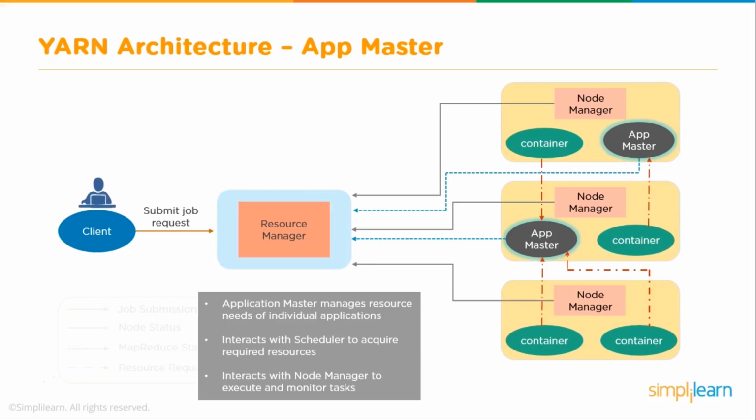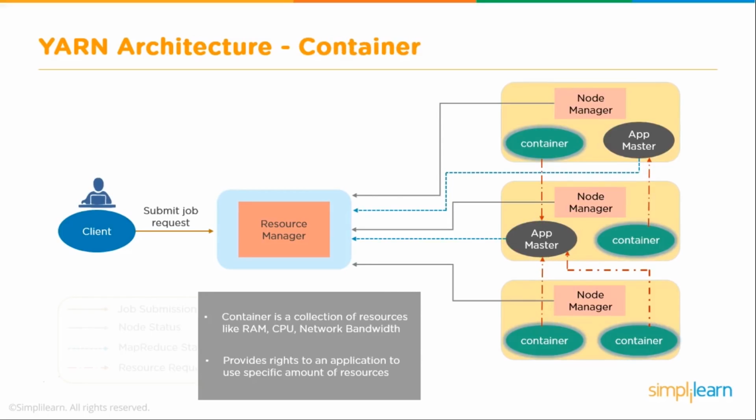What are these resources? Container. Now that's what we mean by YARN as a framework. So container is just a logical term for a collection of resources like RAM, CPU, network bandwidth, and so on. And it is always allocated based on what YARN has calculated for resources.